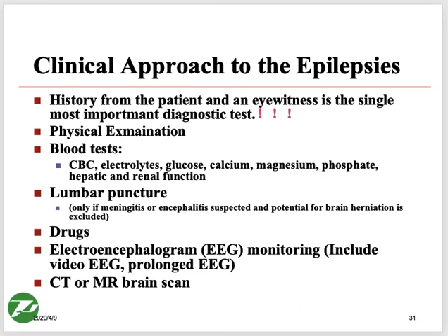But if someone has had one and is predisposed to get more, of course we can start them on antiepileptic drugs and label them as epileptic. But of course, on one seizure we don't go for that.